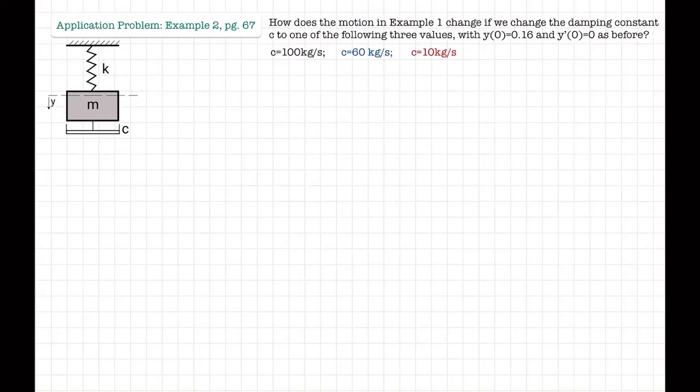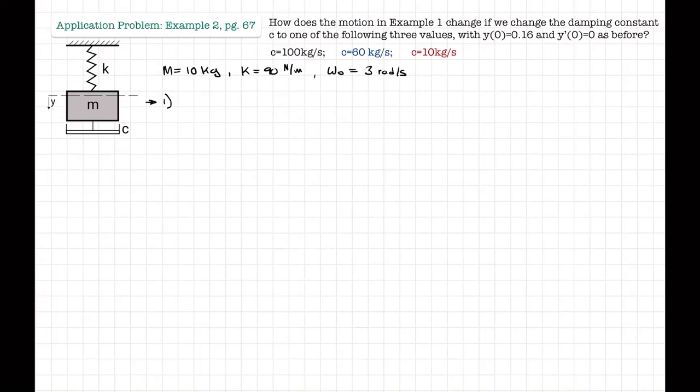Just to help you remember the values from the previous video. If you haven't seen it, go watch it right now. We know that the mass was 10 kilograms, the stiffness was 90 newtons per meter, and omega was 3 radians per second. So with these results, we need to apply this for case 1, where C is 100 kilograms per second.